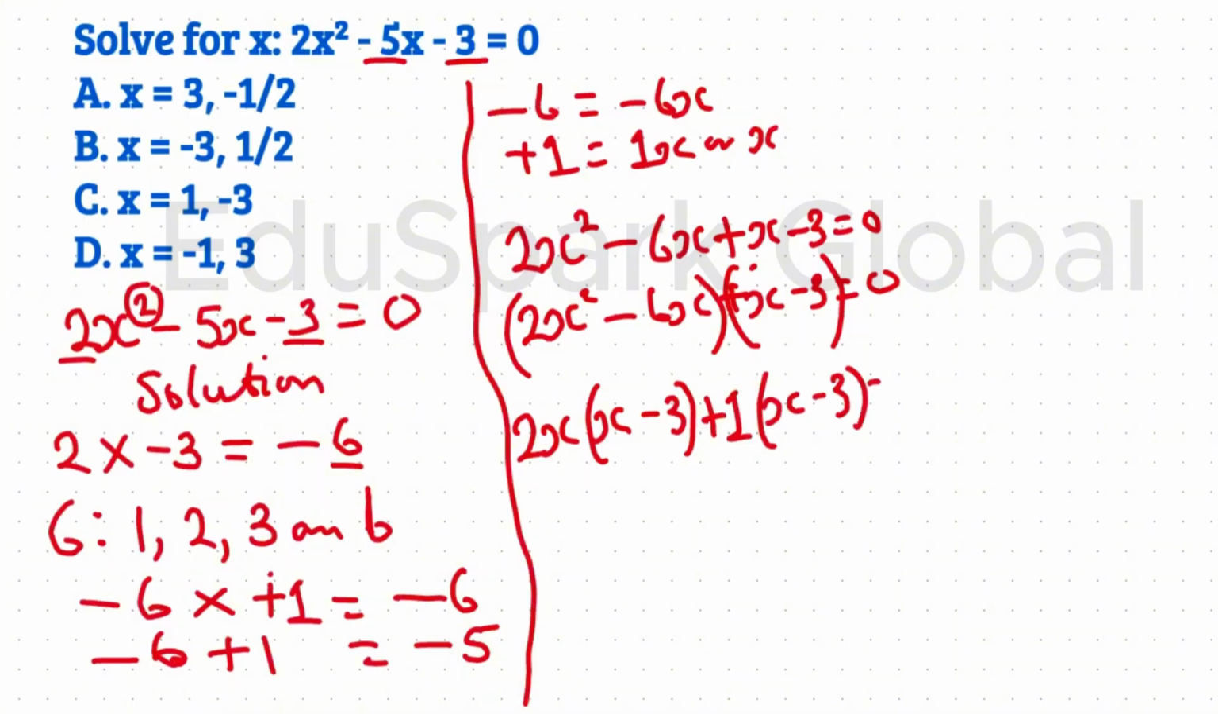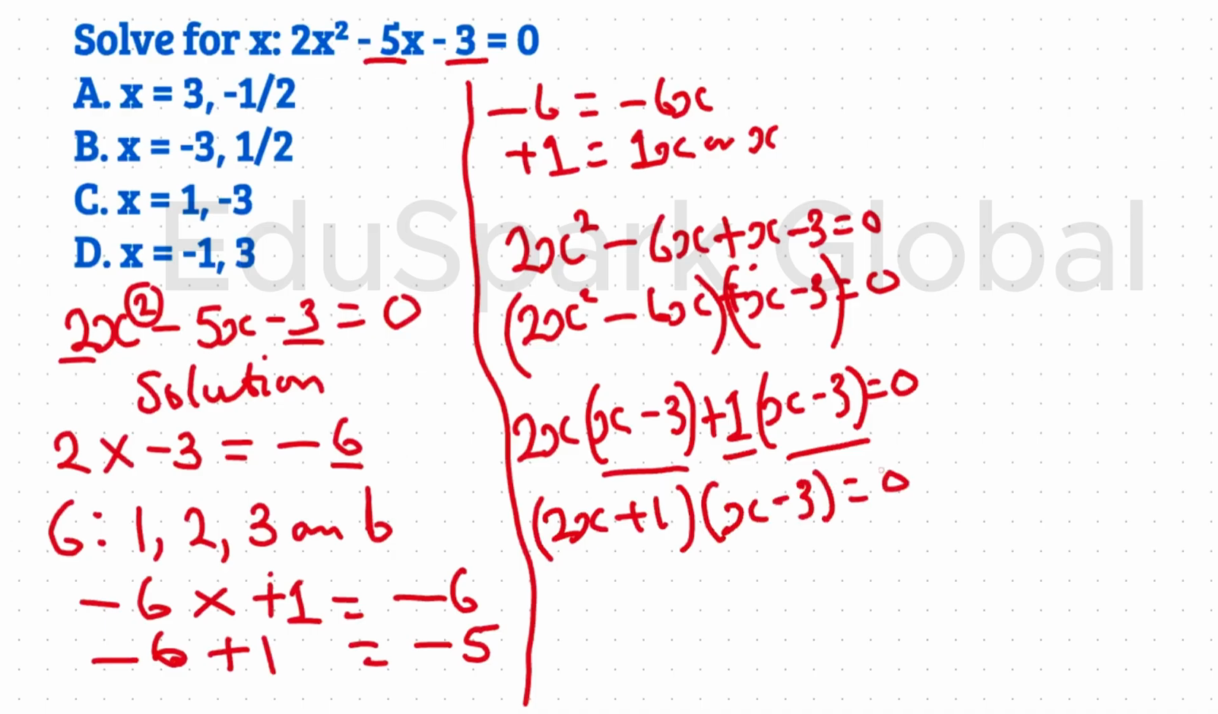Now, if you look at it very well, both brackets are the same. This is x minus 3 and this is x minus 3. So we're going to have 2x plus 1, which is this one, grouped and put in a bracket, and we pick one of these, which is x minus 3, equals 0. So we have 2x plus 1 equals 0, or x minus 3 equals 0.